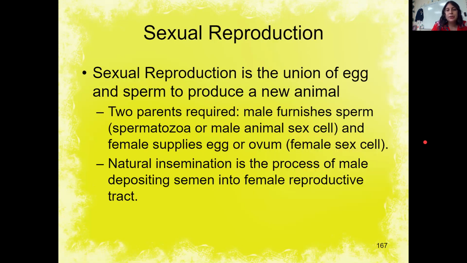So getting into today's little lecture on male reproductive anatomy as it relates to animal science, we're going to be talking about the males because we talked about females earlier. So it's only right that we talk about the male reproductive system. Sexual reproduction, as you guys probably know, is the union between egg and sperm, the female and the male. Egg and sperm, the female gamete, the male gamete. Together, they produce a new animal.